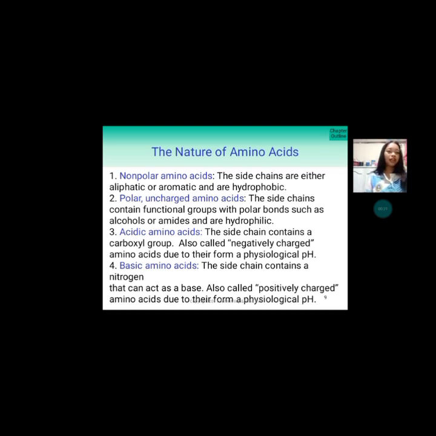Number 3, the acidic amino acids. The side chain contains a carboxyl group, also called negatively charged amino acids due to their form at physiological pH. And lastly, the basic amino acids. The side chain contains a nitrogen that can act as a base, also called positively charged amino acids due to their form at physiological pH.